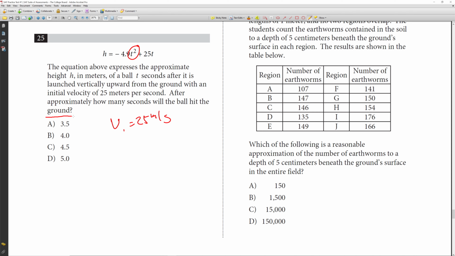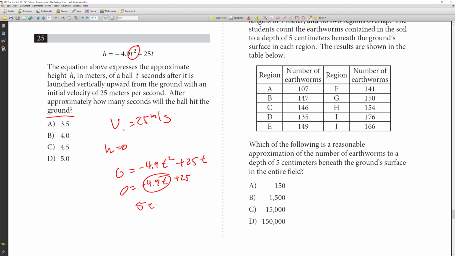So it hits the ground, which means my h is equal to 0. So 0 is equal to minus 4.9 t squared plus 25 t. It looks like I factor out t and divide it out. So that means 0 is equal to minus 4.9 t plus 25. I move this to the other side, and t is pretty much close to 5.